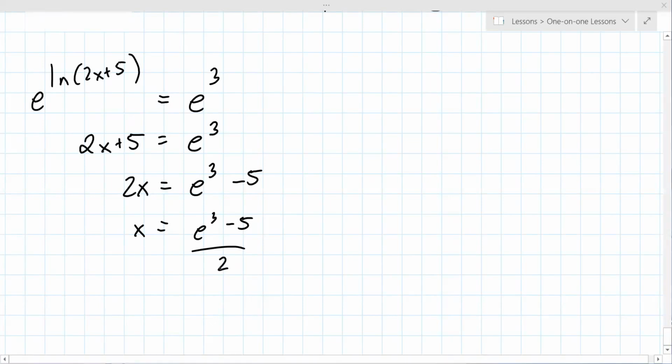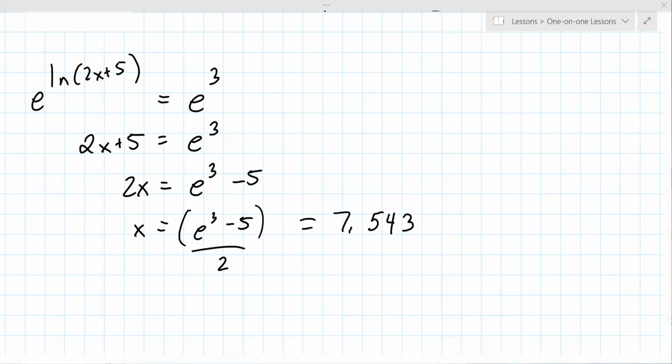I'm going to get this. I got exponential of 3 minus 5 over 2. I got 17.586. I've got a slightly different number. Make sure you get your parentheses around this. Oh, I did it over the bottom. 7.543. Okay.